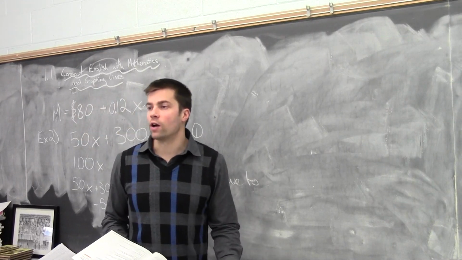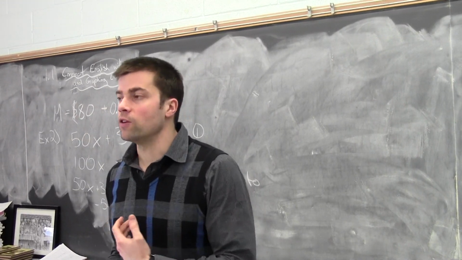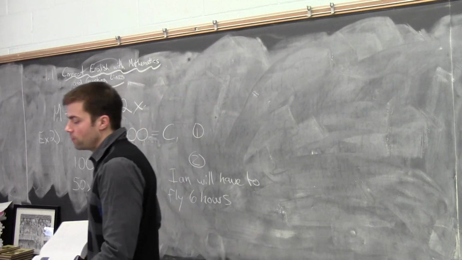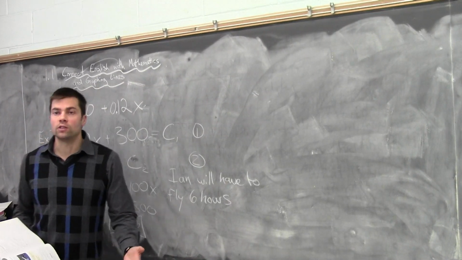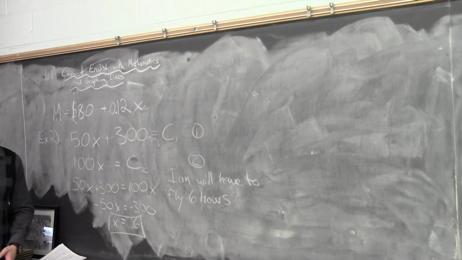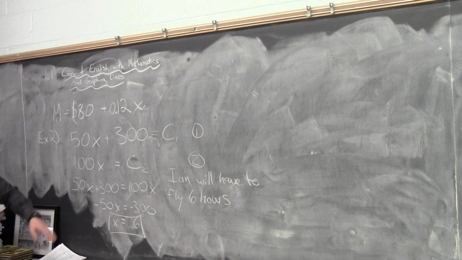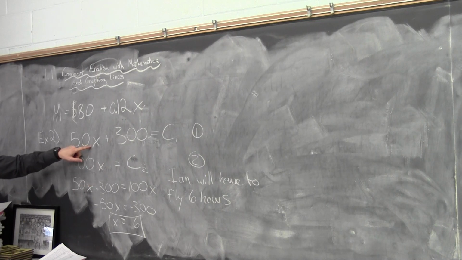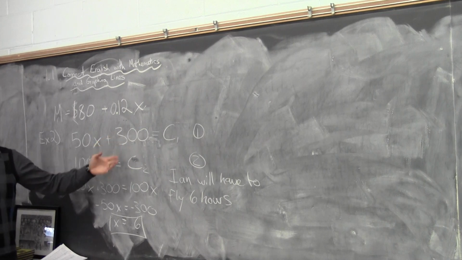Really, there's no right or wrong answer, because you could tell me that you're only flying the airplane 5 hours. Right? If you're flying it 5 hours, then which equation would be better? Matthew. The second. The second one, right? Because then it would only be $600 or $500. 5 is the number of hours times $100 is $500. In this case, if it was 5, you'd have 250 plus 300 is 550.